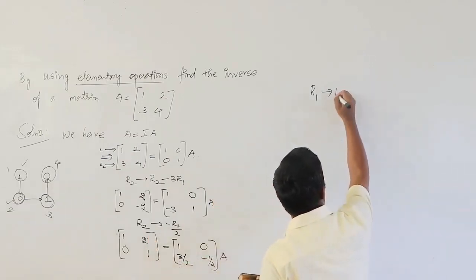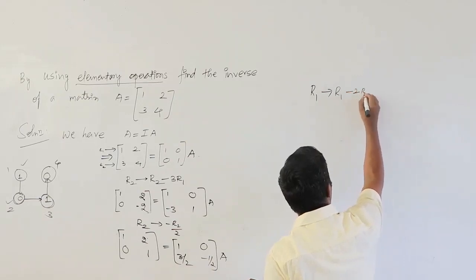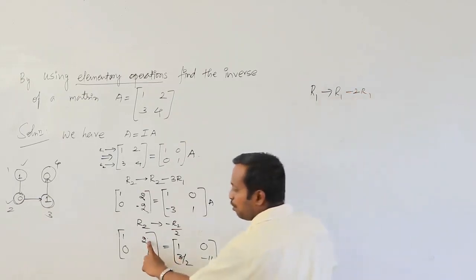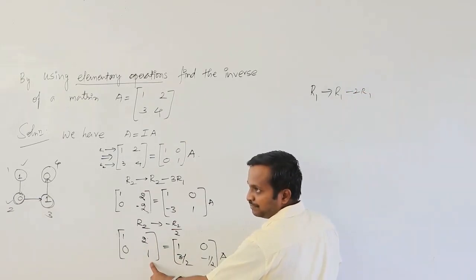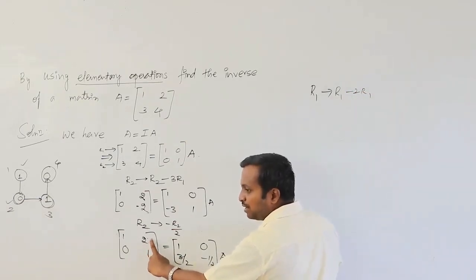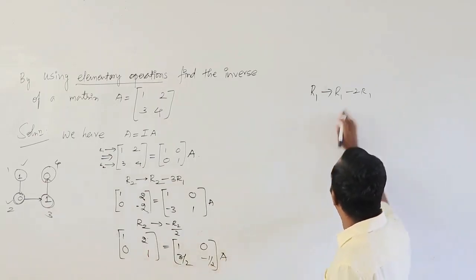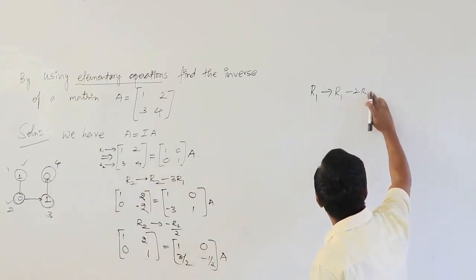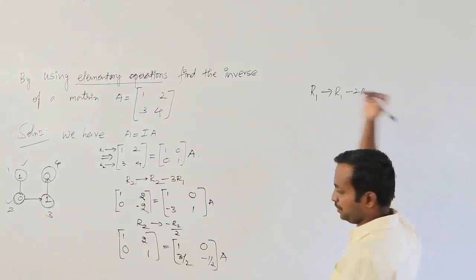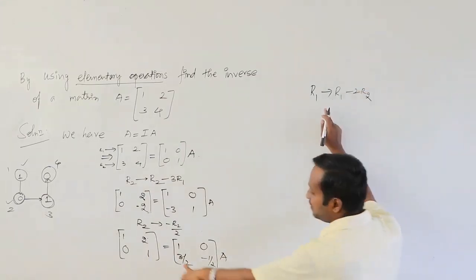Just observe the point: R1 minus 2R1. Suppose this is a 4: R1 minus 4R1. Sorry, R1 minus 4, 5R2. Like this. Okay? Same operation. R1 minus, this is what? 2R2. Sorry. Okay? Apply the formula here.